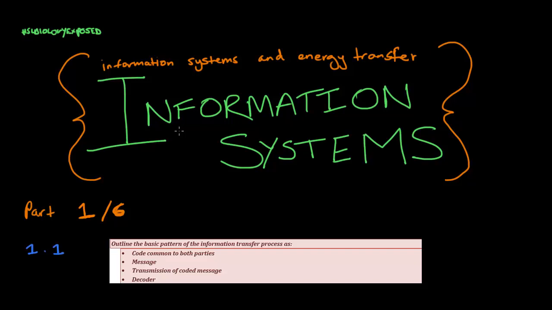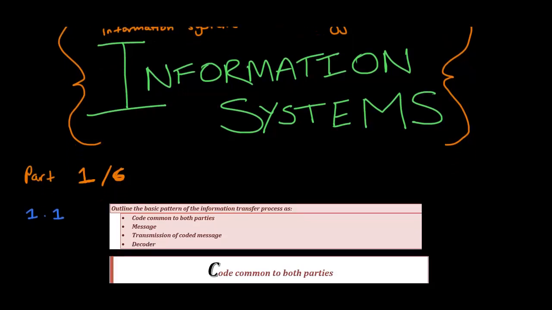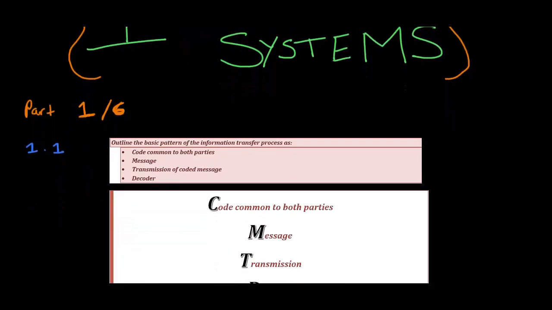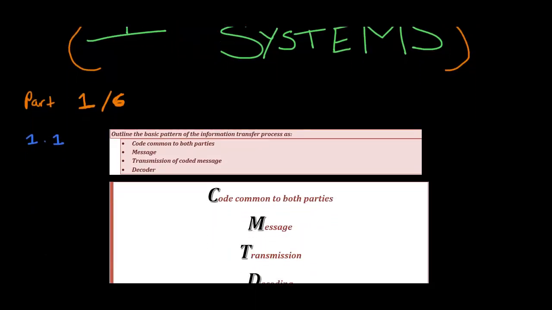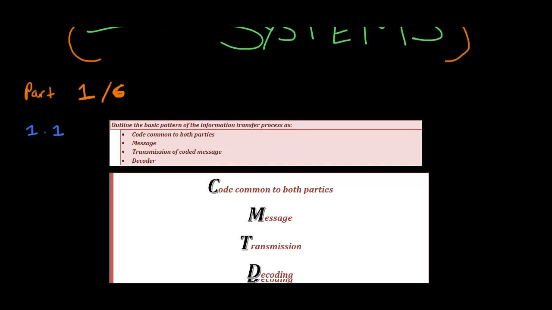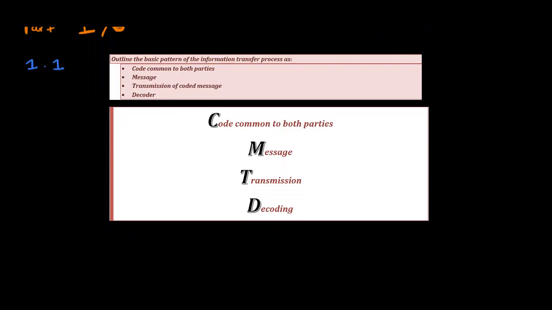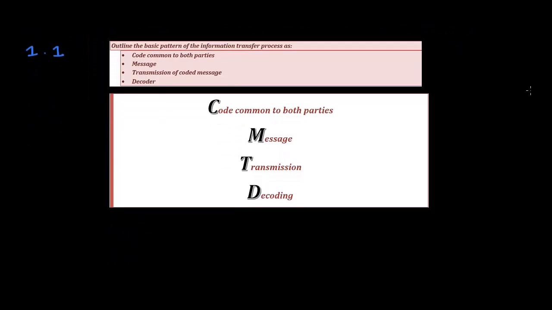Well, this dot point is about information systems and energy transfer. Our first dot point states, outline the basic pattern of information transfer process as communication to both parties, message, transmission of coded message, and decoded message. This is our basic model, and this is what we need to remember, that we initially have this code which is common to both parties. So I'm just going to write code common to both parties.